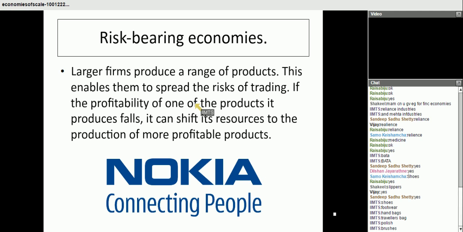Again, that is because of these risk-bearing economies. Suppose the shoe polish section is not giving good results, what will it do? It will stop that, and it will use all the resources in the manufacturing of footwear only. So the loss of one department is covered by the other one. So that is risk-bearing economy. All right.